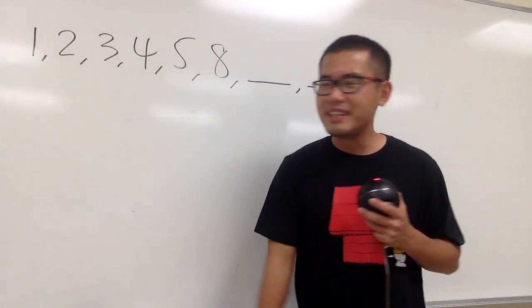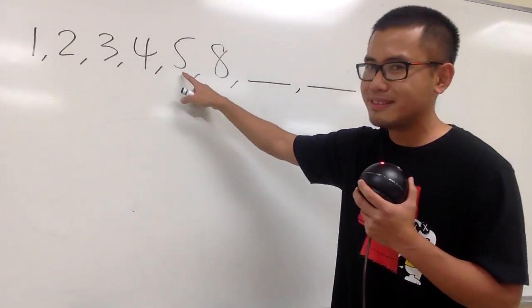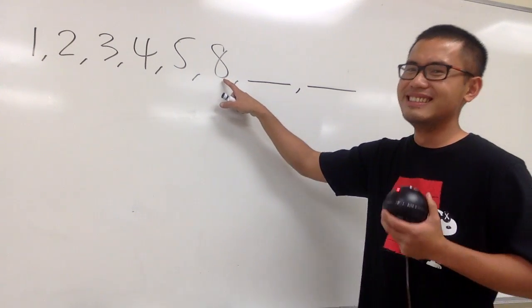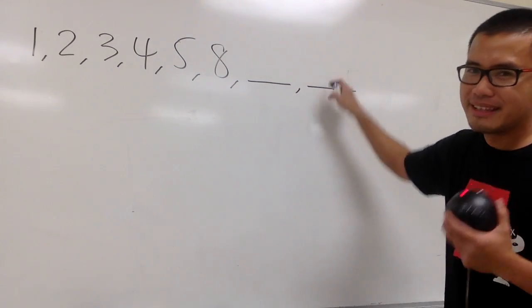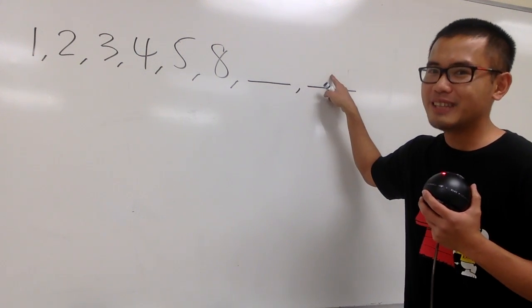Let's do some math for fun. And here I have this question for you guys. We have the sequence 1, 2, 3, 4, 5, 8, and then blank, blank, and you should know the deal. Please go ahead and pause the video and try to figure this out.